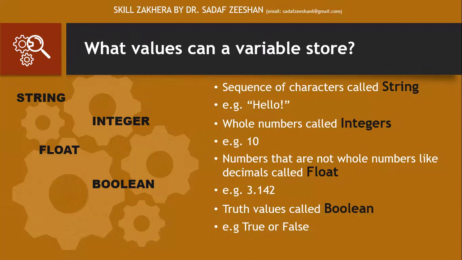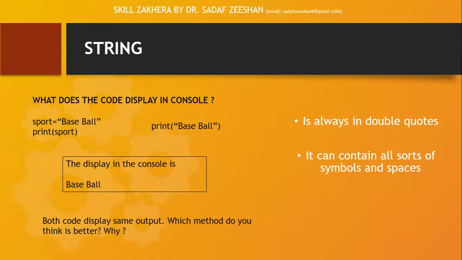The values that can be stored in a variable can be a string, which is written in double quotes. It can be a whole number, such as an integer. It can be in decimal, which is called a float, or it can be in the form of a Boolean, for example, a true and false condition. So let's look at how to write a string.